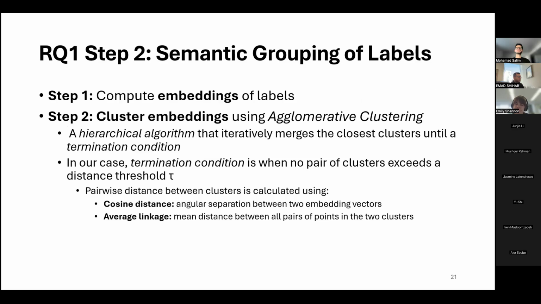So first, we compute embeddings for the labels, and then we cluster the embeddings using the algorithm I have up there, agglomerative clustering, which iteratively merges the closest clusters until a termination condition is reached. We set the termination condition to when no pair of clusters is within a certain distance threshold, which we have as tau on the slides. The pairwise distance between clusters is calculated using cosine distance, which is the angular separation between two embedding vectors, and average linkage, which is the mean distance between all pairs of points in the two clusters. We tried a bunch of different settings, and those were the ones we landed on.